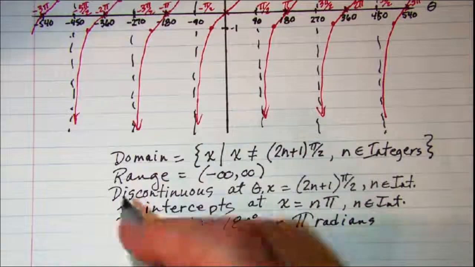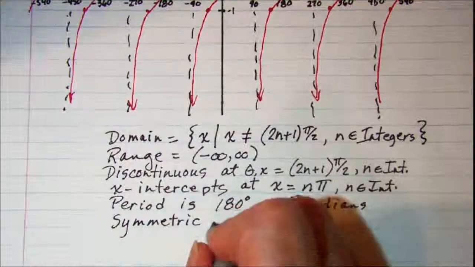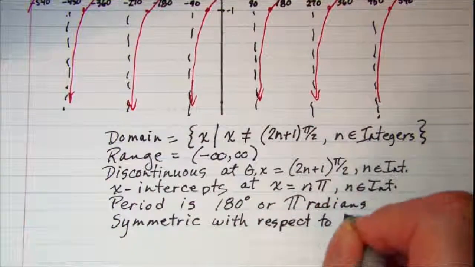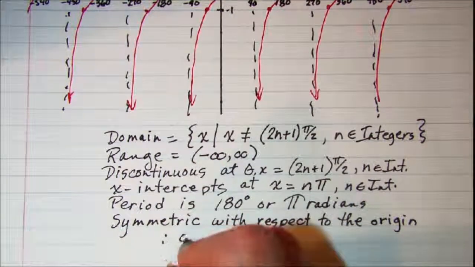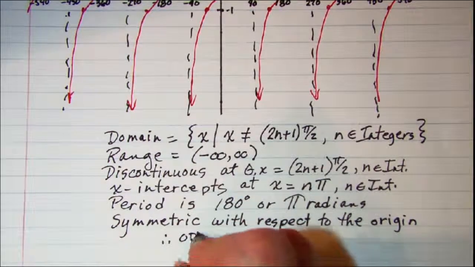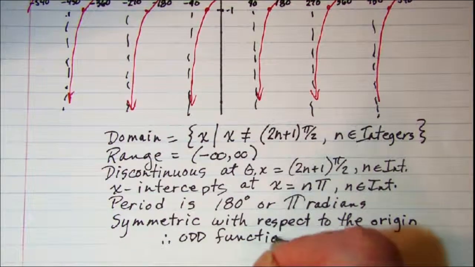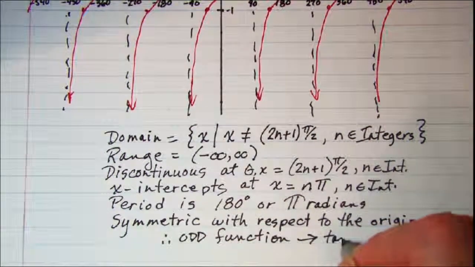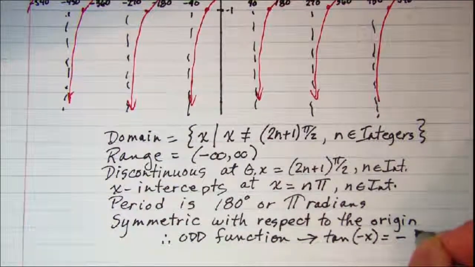And then last, this tangent function is symmetric with respect to the origin. So that means it's an odd function. And that means that the tangent of a negative x is equal to a negative tangent x.